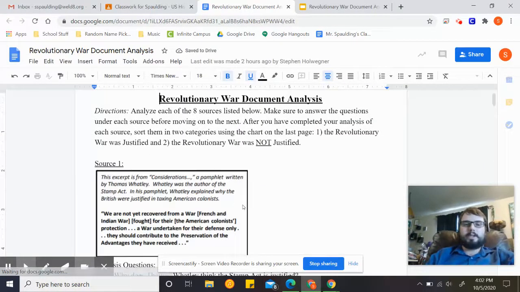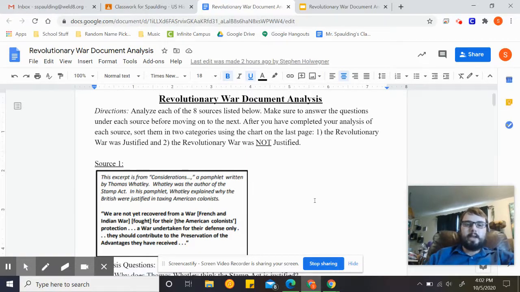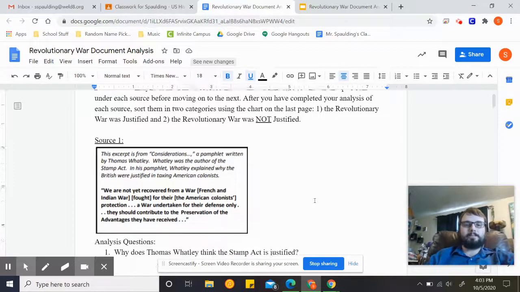So, our directions for today. Analyze each of the 8 sources listed below. Make sure to answer the questions under each source before moving on to the next. After you have completed your analysis of each source, sort them into 2 categories using the chart on the last page. The first category will be the Revolutionary War was justified. The second category will be the Revolutionary War was not justified.